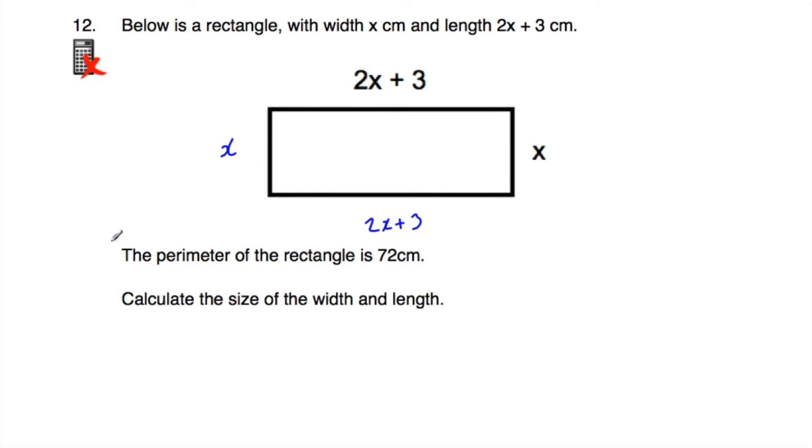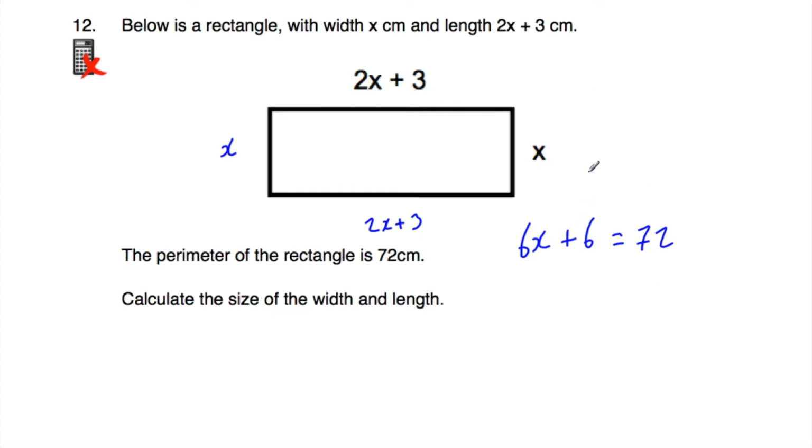Now we were told in the question the perimeter of the rectangle is 72 centimetres. So remember, to find the perimeter of a shape, we add up the lengths of all the sides. So let's add up the lengths of all these sides. So 2x plus 2x is 4x, plus another x is 5x, plus another x would be 6x. So we've got 6x. And then let's add up the numbers. So we've got plus 3 plus another 3, that'd be plus 6. And that's equal to 72. And now let's solve this equation.